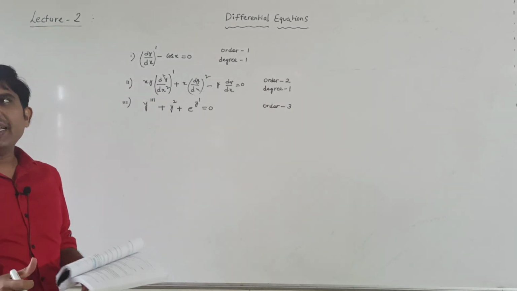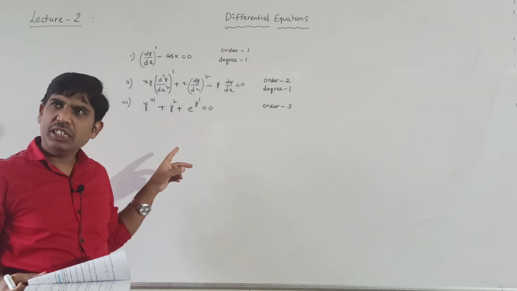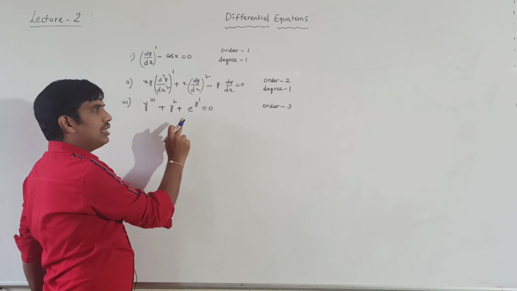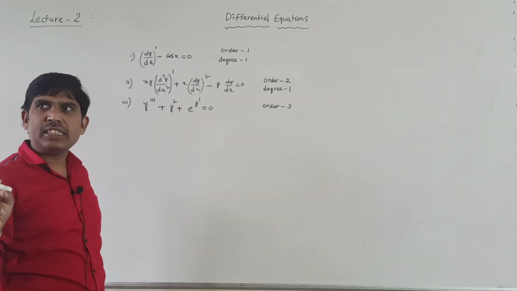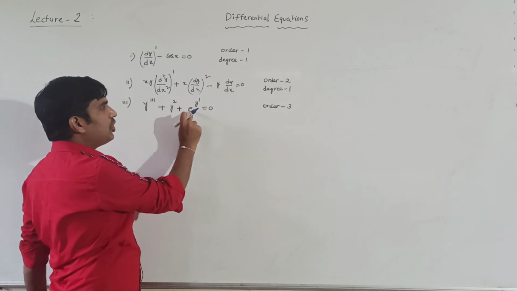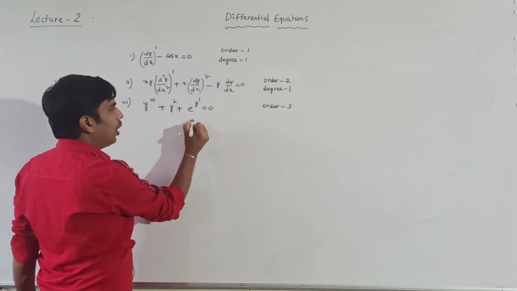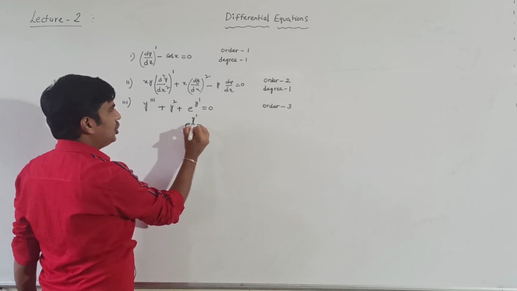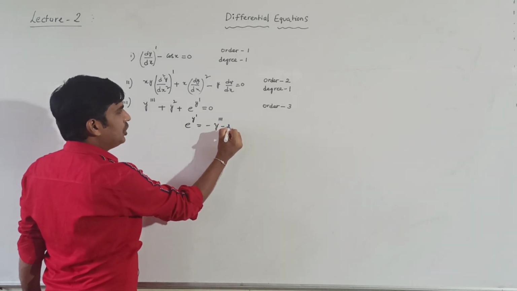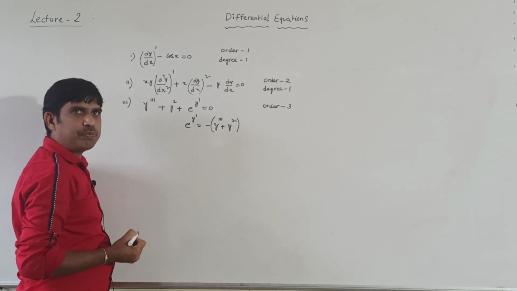Next, for finding the degree, is this differential equation containing a transcendental function? Yes. What is that? E power dy by dx. The exponential function is an example of a transcendental function, and this transcendental function contains a derivative. Now if you observe here, e power y dash is equals to what will we get? Minus y triple dash minus y square, or minus taken common, like this.